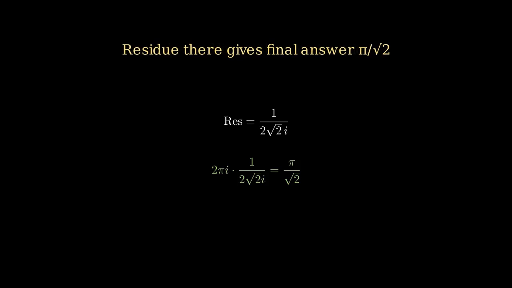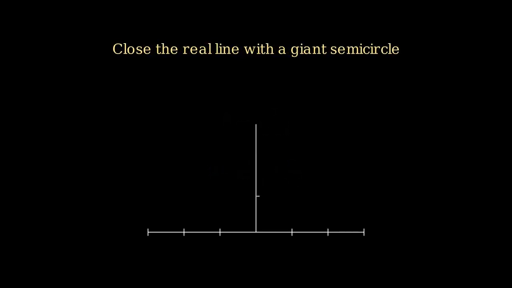Now let's extend this to improper integrals over the whole real line. Picture a giant semicircle sitting on top of the real number line, with its flat edge running along the x-axis, and its curved edge arching up through the complex plane.